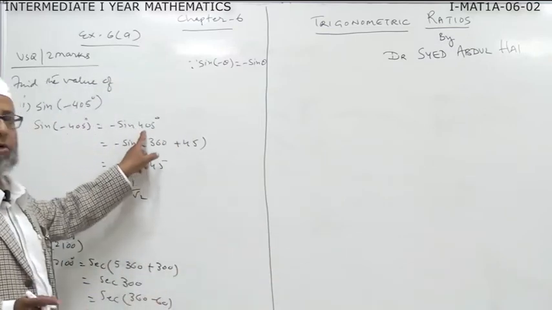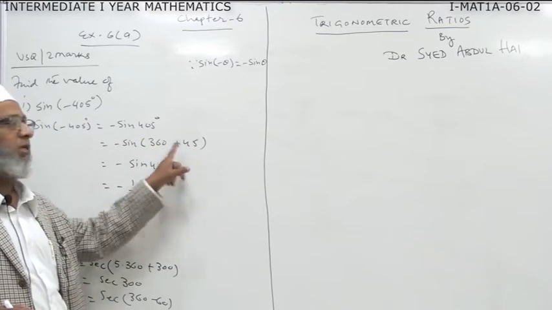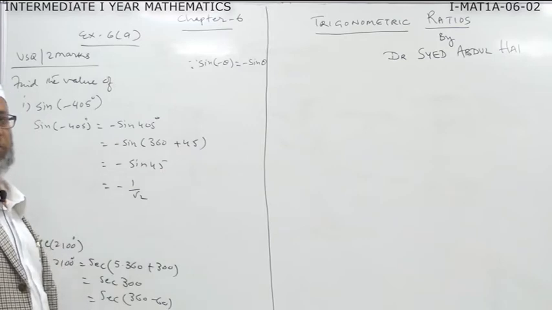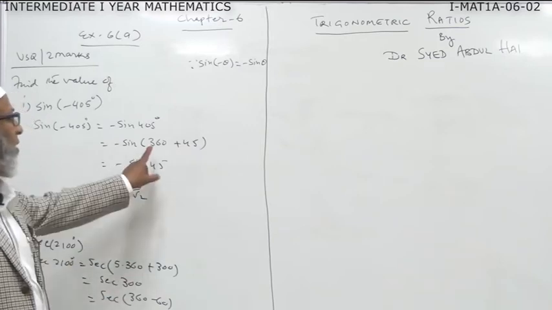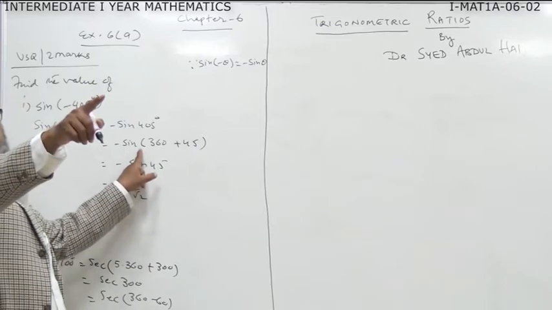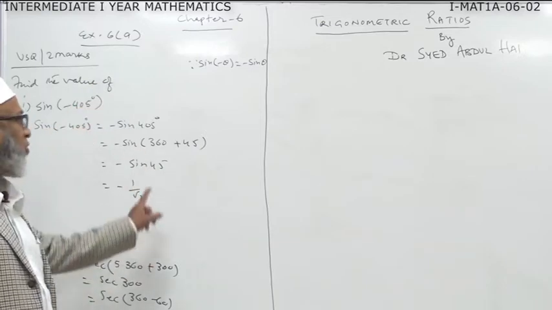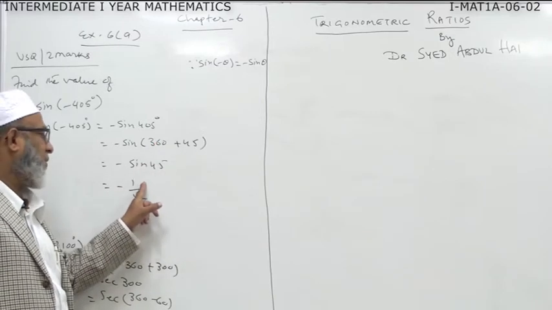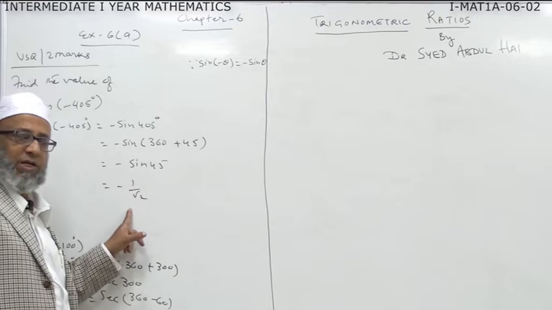Therefore, sin 405 equals 360 plus 45. 360 plus 45 is nothing but the first quadrant. Sin 360 plus theta, first quadrant, all are positive. So, minus will remain as it is. 360 plus theta lies on the right hand side, so it remains as it is, and it becomes sin theta. What is theta? 45. Sin 45 is equal to 1 by root 2. Therefore, the answer is minus 1 by root 2.